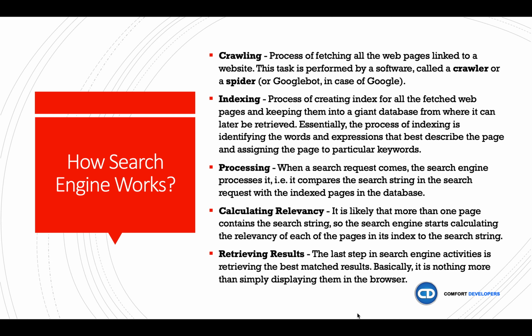So how do search engines work? In search engines like Google, Yahoo, Bing, there's a particular thing called crawling. Crawling is the process of fetching all the web pages linked to a website. This task is performed by software called a crawler or a spider. Some people call it a crawler, some call it a spider, or in the case of Google as a search engine, they call it Googlebot.